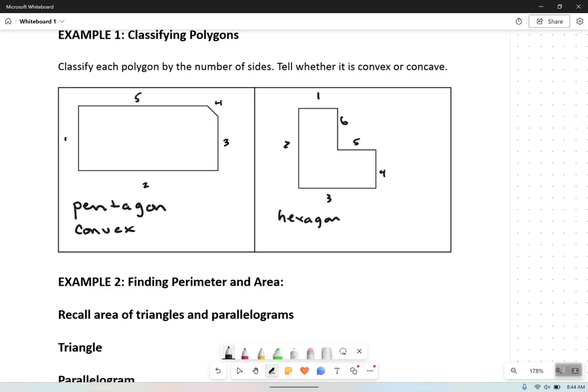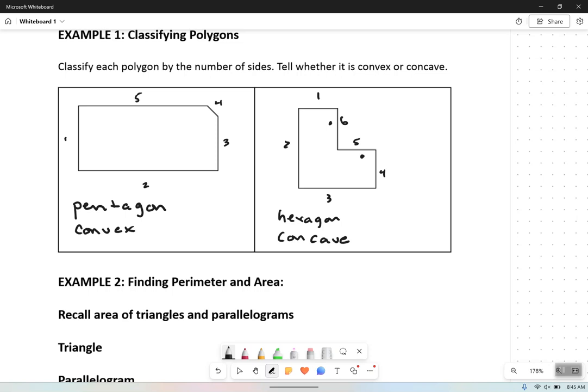Okay, so if I pick 2 points, is it possible, like if I pick a point here and a point here, would that line segment stay within the figure, or would it have to travel outside of the figure? It's got to go outside there. Okay, so this one's going to be concave. All right, guys, the way I remember concave is it's like it's caved in somewhere. This part right here kind of caved into it. That's how I remember it.